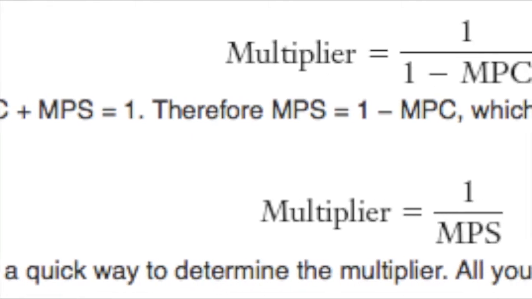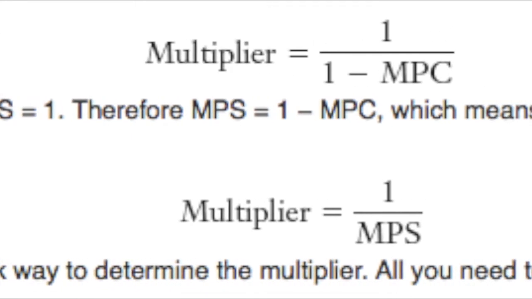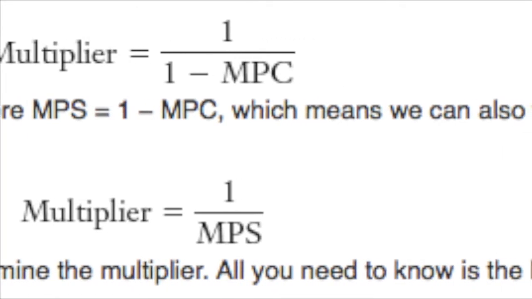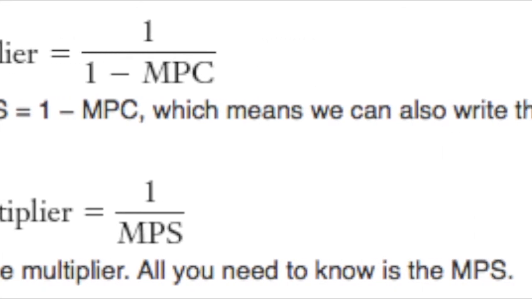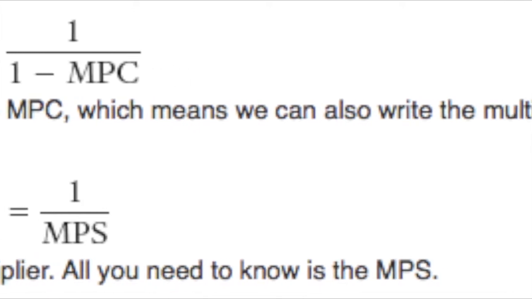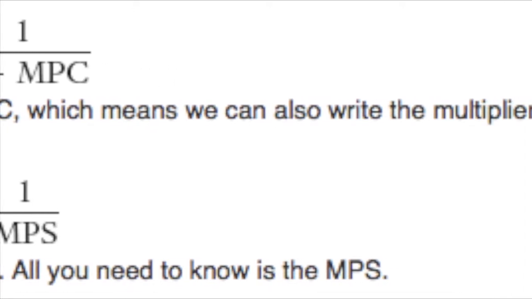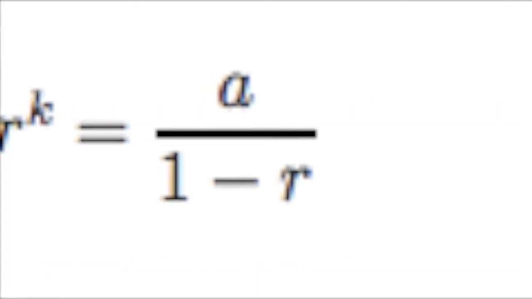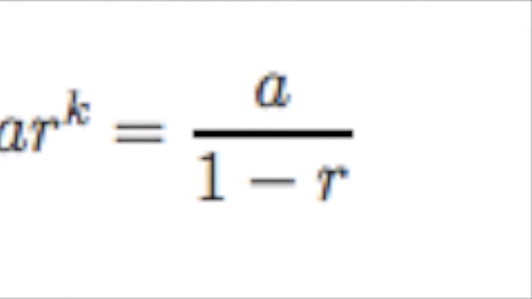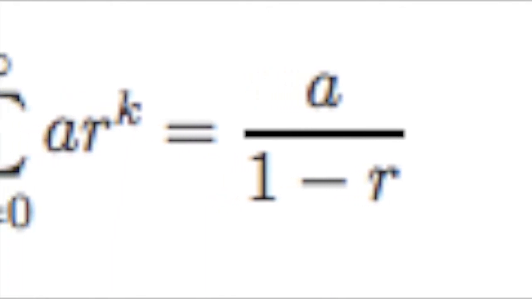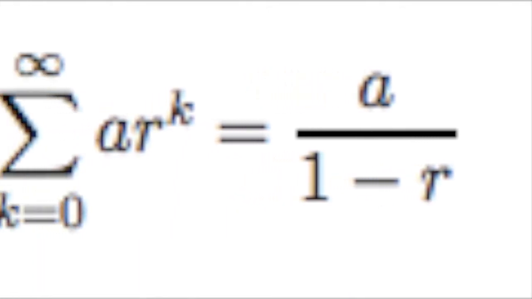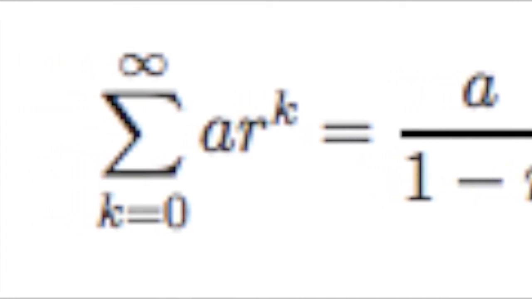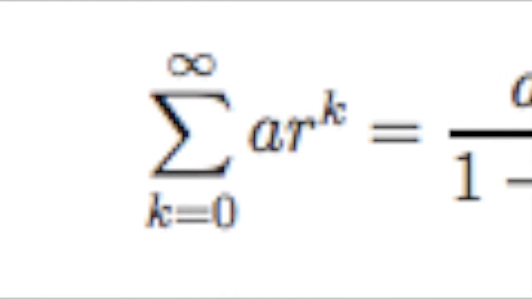Therefore, dividing the number 1 by the slopes generates the multiplier. For example, when the MPS is 0.25, the multiplier would be 4, and thus the initial income will increase cumulatively by 4 times that amount. Not to get too math savvy, but the reason that the reciprocals give the multiplier is because of the summation formula for geometric series, which is equal to a over 1 minus r.